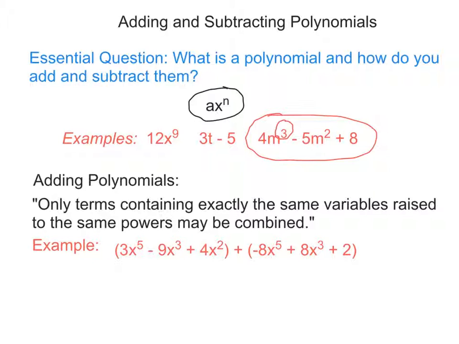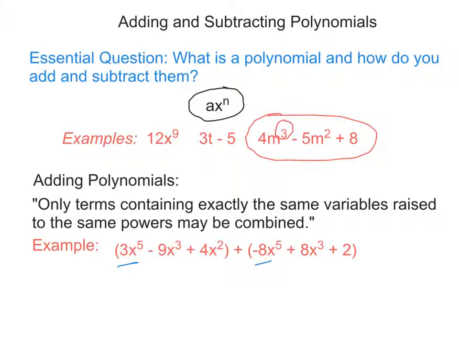All right, let's look at an example here. We've got 3x to the 5th minus 9x to the 3rd plus 4x squared, that polynomial, plus minus x to the 5th plus 8x to the 3rd plus 2. Now, we have to look for terms containing exactly the same variable raised to the same power. So let's start by looking at 3x to the 5th. If we look, there is only one other x to the 5th term, and that's this minus x to the 5th. So those two are like terms.